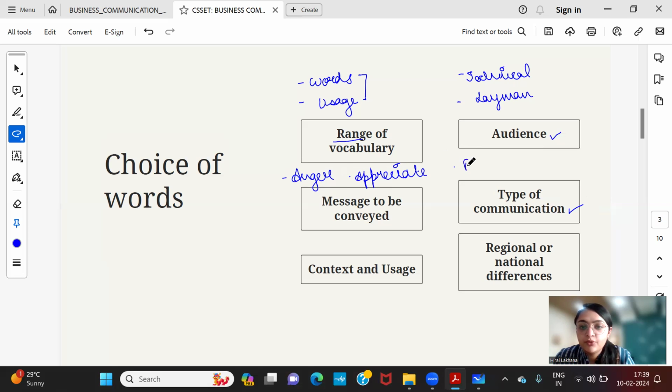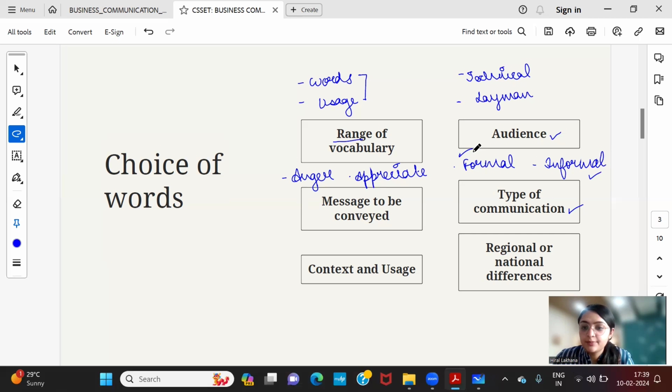Next is the type of communication in which the person is communicating. This could be formal communication, or it could be informal communication. Say, for example, a person is having a verbal conversation with their colleague. Then that conversation will mostly be informal. Now say that conversation needs to be captured in a document or in the form of an email. Even though it was the same colleague, it will be a more formal communication. The usage of words will be different.